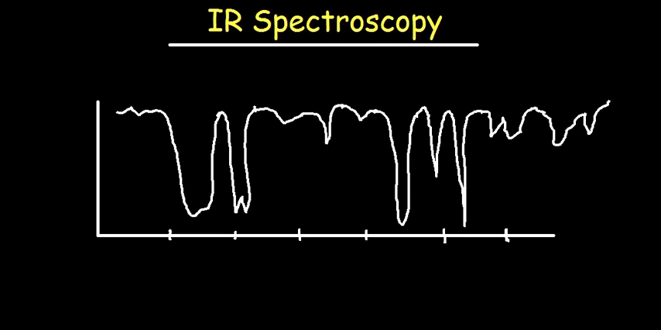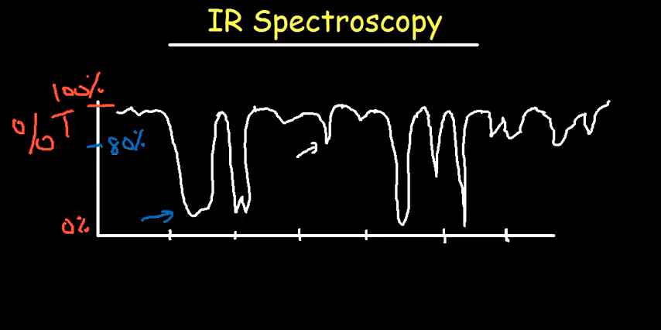Now, in this graph, on the y-axis, you have percent transmittance. The number increases from 0% all the way to 100%. The idea behind transmittance is the amount of light energy that passes through the sample. If you look at this signal here, let's estimate that the percent transmittance is around 80%. That means that 20% of that energy was absorbed, and 80% passed through the sample.